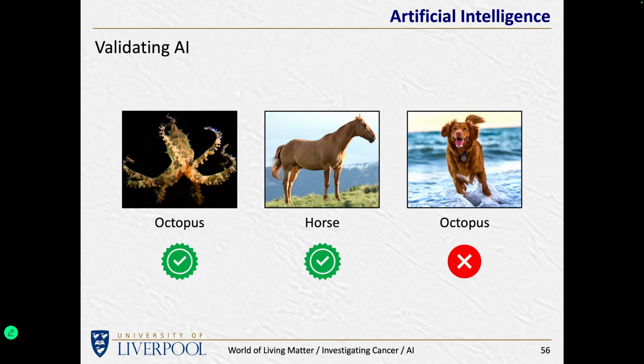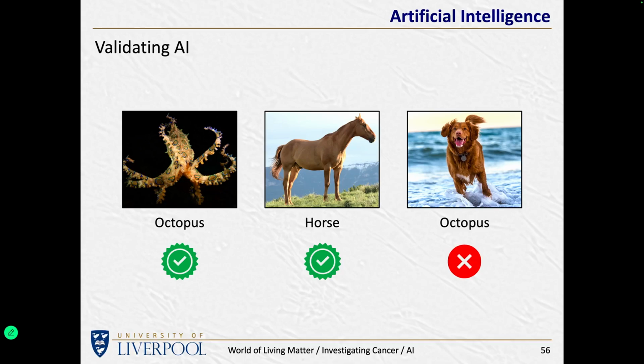If your AI is written in such a way that you can't ask it, why did you come to that decision? Then AI might be useful, but it is of limited usefulness if you can't ask it why it came to that decision. So if it gets it wrong, we really need to know why it gets it wrong.